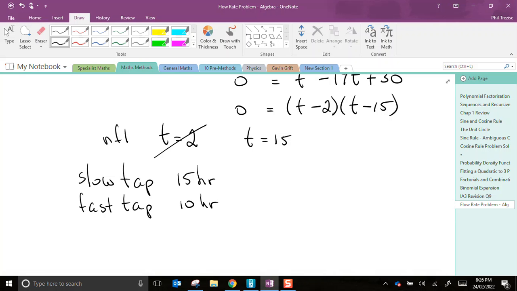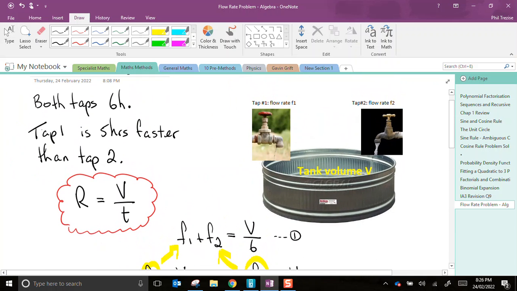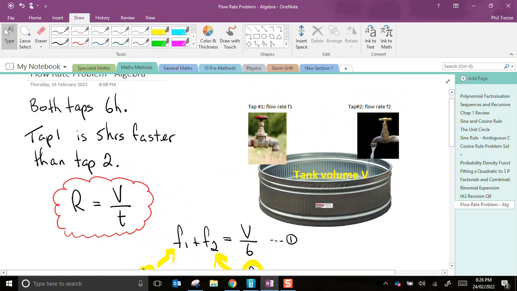So hopefully that helped. The hardest part in these questions is starting them, changing from the clues in the words into maths. And I suppose this idea about flow rate, or any rate, is a quantity divided by time. And that was the key to unlocking this one.